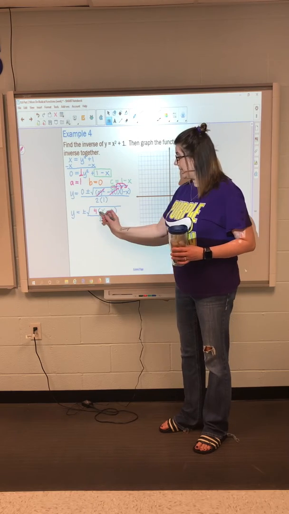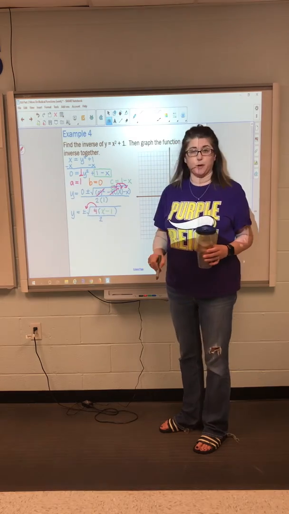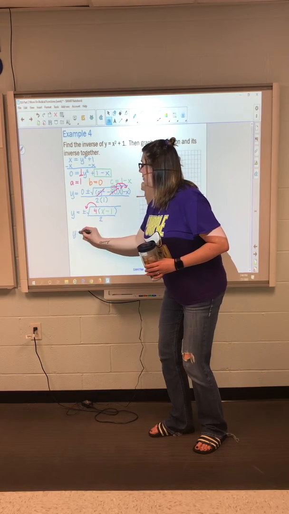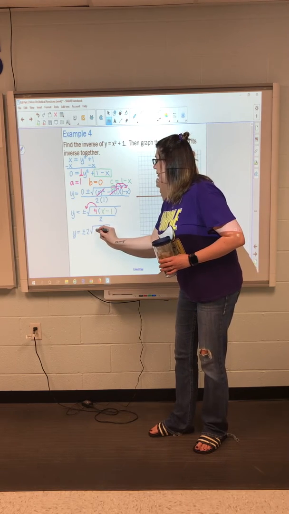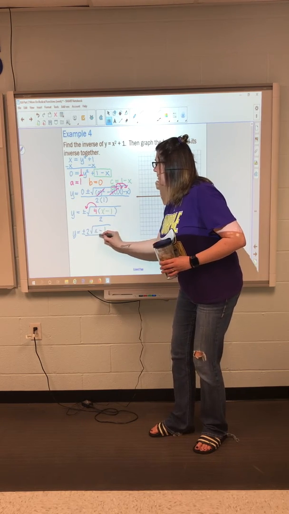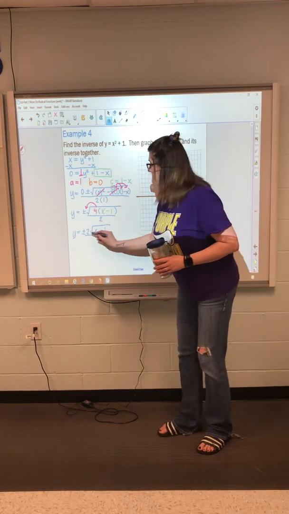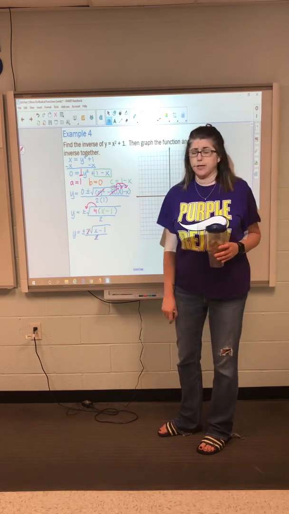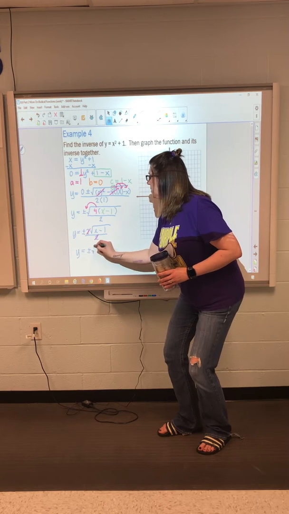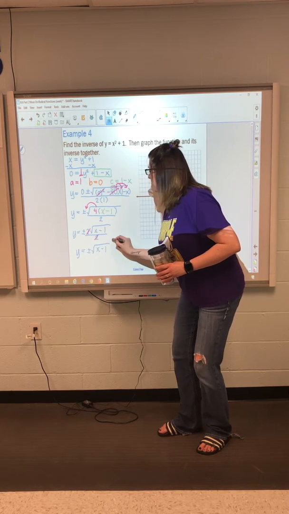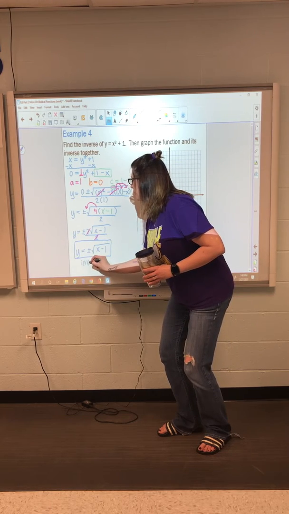And now we get to take this factor of 4 that's underneath the radical. It's its time to shine because it's a perfect square. So we get to take out a 2. So we have y equals plus or minus 2 times the square root of x minus 1 all over 2. And we see that we have a factor of 2 in both the top and bottom. And they're going to cancel each other out because they're going to divide away. And so we're left with y equals plus or minus the square root of x minus 1. And that's going to be our inverse function.